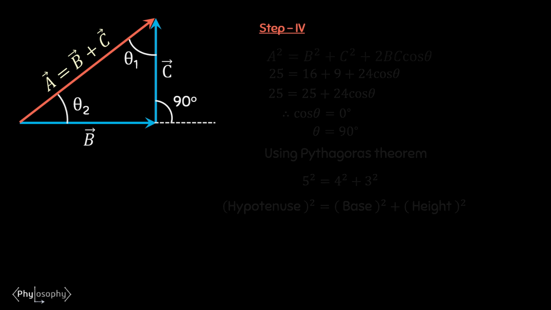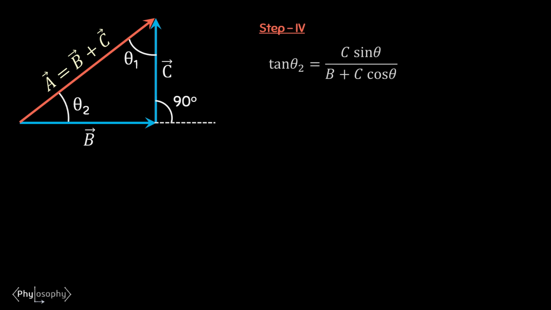Now if we put these values, that is the magnitude of B, magnitude of C and theta equals 90 degrees, in the expression for tan theta 2, then you can write 3 times sin 90 degrees over 4 plus 3 times cos 90 degrees. Now sin 90 equals 1 and cos 90 equals 0. Therefore we can write tan theta 2 equals 3 over 4 or theta 2 equals tan inverse 3 over 4. So this is the angle between vector A and vector B.